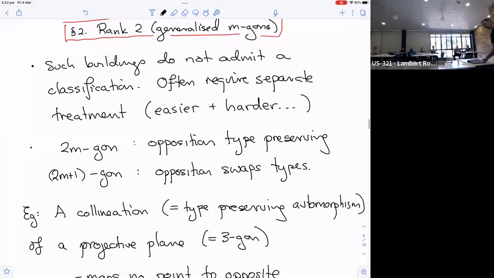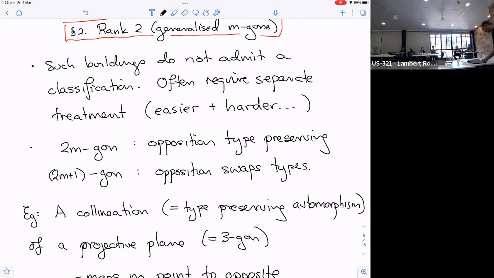Just to observe that for a 2n-gon, like a quadrangle, opposition is type preserving, so points are opposite points, lines are opposite lines. And for odd-gons, which are like the projective plane example, opposition is type swapping. Points are opposite lines and lines are opposite points.